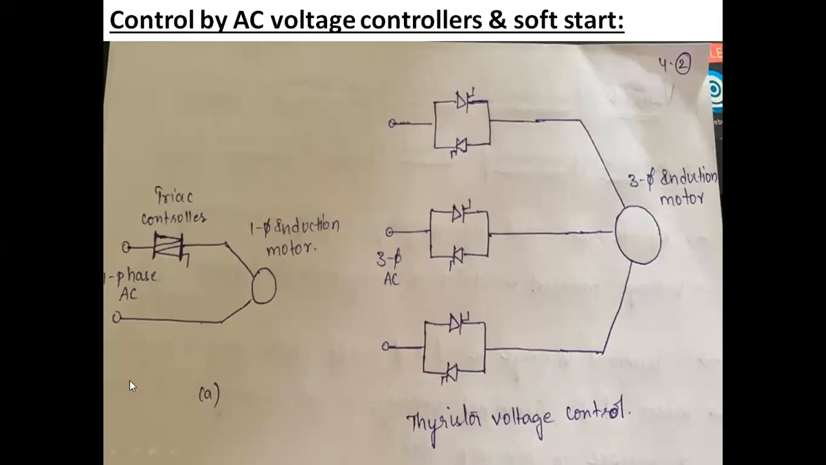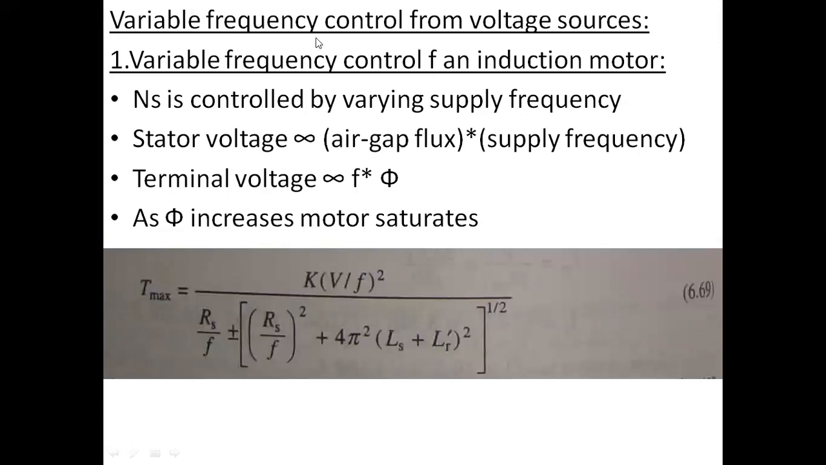Next, we will see variable frequency control from voltage sources. In that, we will see the first topic, variable frequency control from the voltage sources. Here we are controlling the frequency by varying it, and the frequency is coming from the voltage sources only. So the first one is variable frequency control of an induction motor.